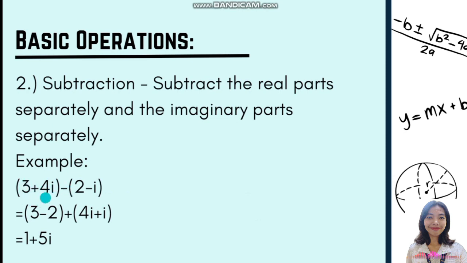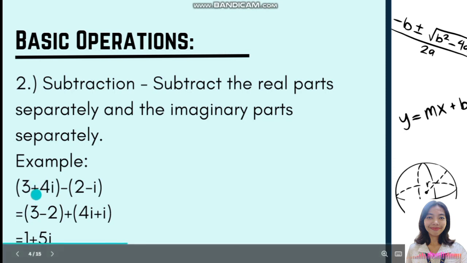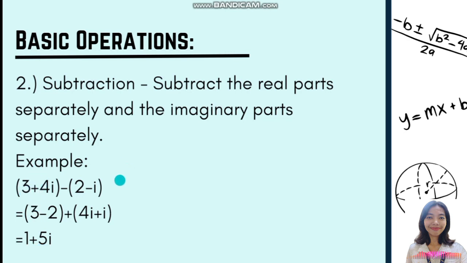So whatever operation is put in here, you just have to take the opposite. For example, the opposite of a positive is negative. So we have 3 minus 4i. That's the conjugate.